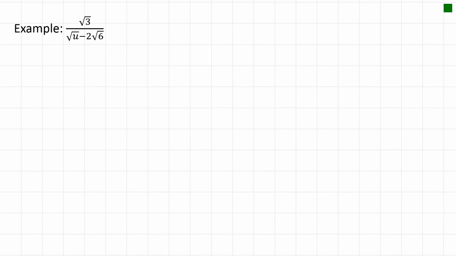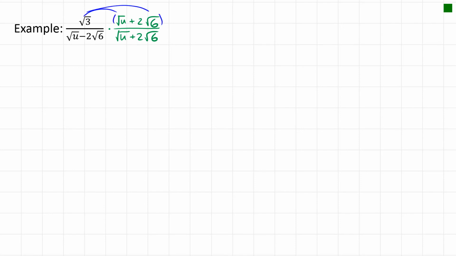Now here's an interesting example because we actually have a radical of a variable. But again, it just doesn't change the strategy. We just have to keep multiplying top and bottom by the conjugate. So root u, doesn't matter if it's a variable there, root u plus 2 root 6 on both top and bottom. And now we multiply away.